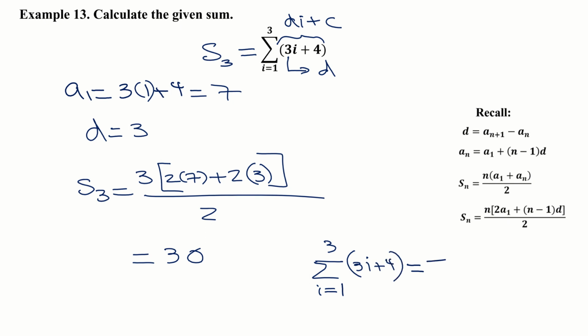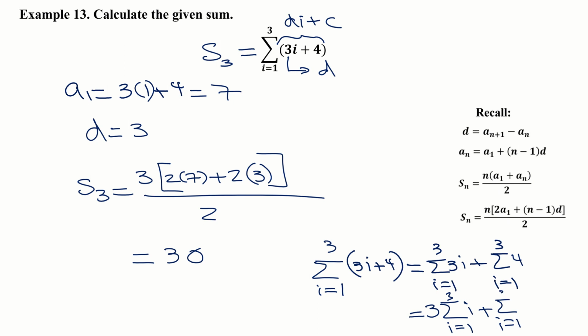So notice we can break that up as the sum from i equals 1 to 3 of 3i plus the sum from i equals 1 to 3 of 4, and apply some of the rules and formulas we learned from last time. Here, for example, I could bring the 3 out, plus the sum from i equals 1 to 3 of 4. Now, I do want you to work these out using the techniques from the last class and verify that you end up with 30 as well.